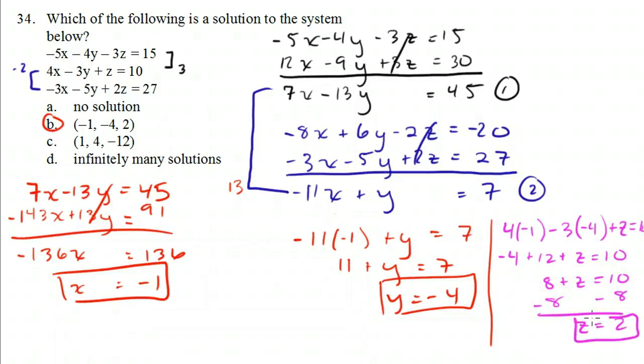So now I see I have negative 1, negative 4, 2, which is negative 1, negative 4, 2. And so B is my answer.